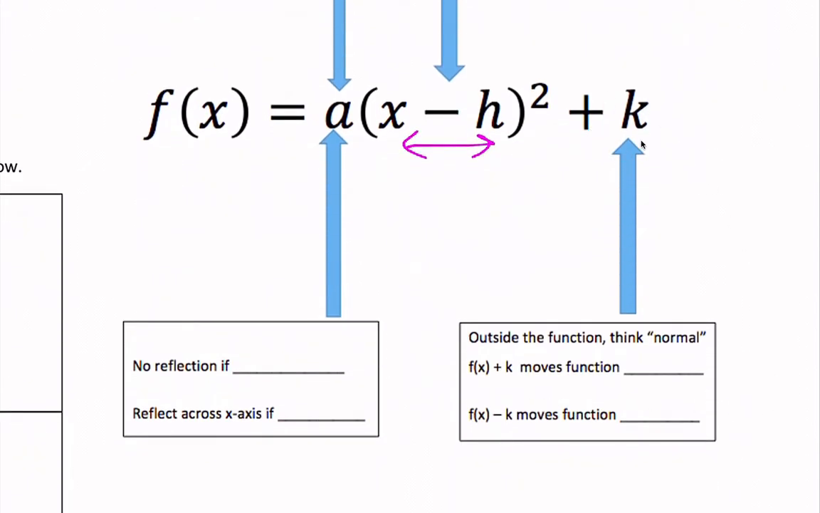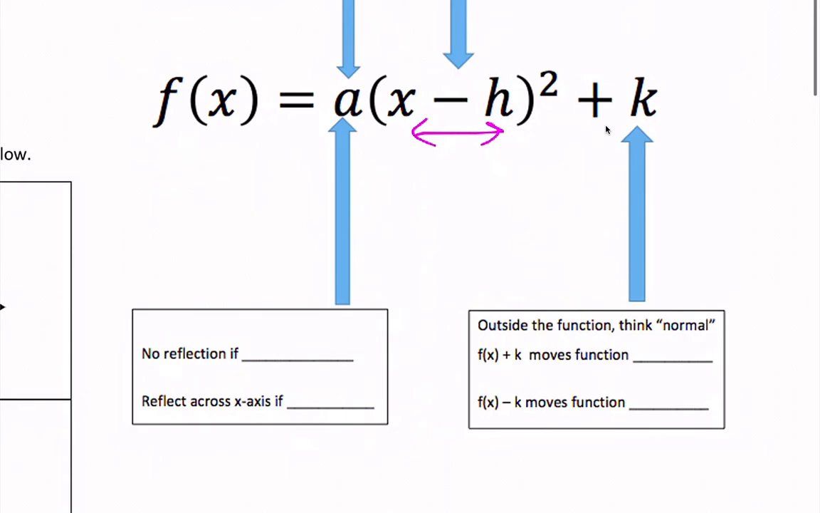If it's happening at the very end, like if I'm adding after the squared right here, if I'm adding at the end, it's going to move it up. And if I subtract at the very end, it's going to move it down.